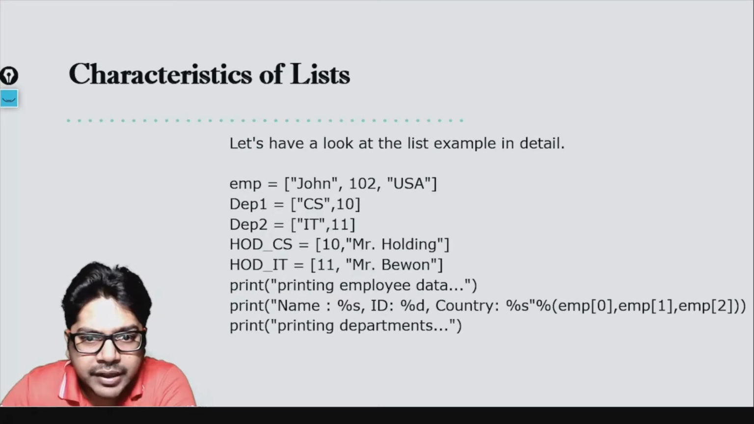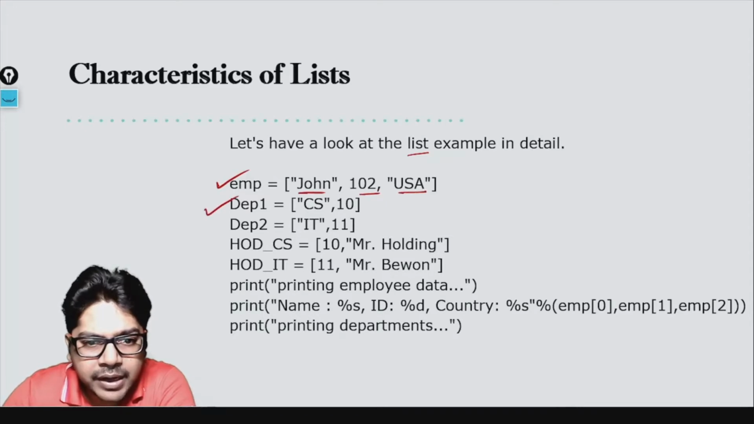Okay, let's have a look at the list example in detail. So here we have employee, which is John, 102 and USA. We have department1, CS and 10. We have department2, which is IT and 11. Then we have HOD CS, 10, Mr. Holding. HOD IT, we have 11, Mr. Bevan. And if you try to print all the employee data, this time you see how I am printing it.